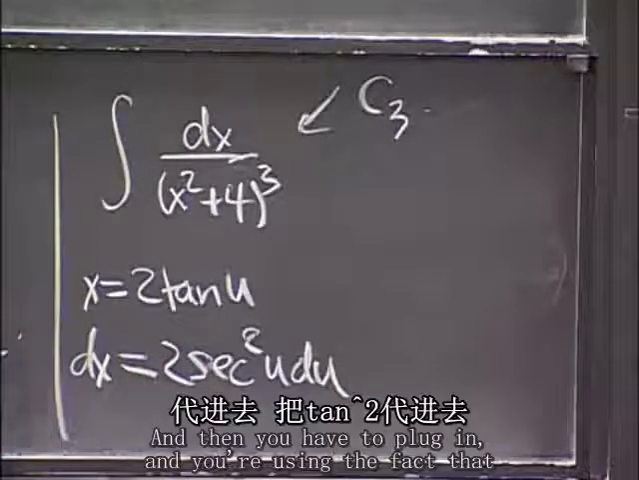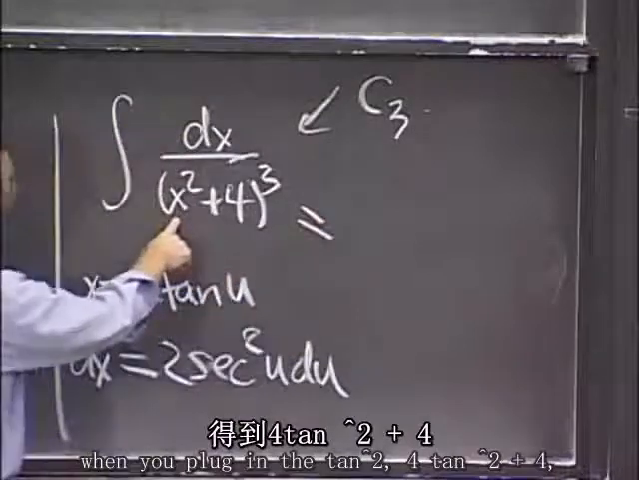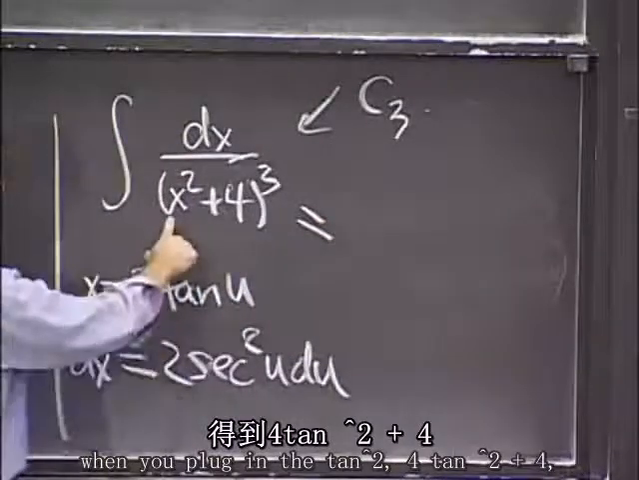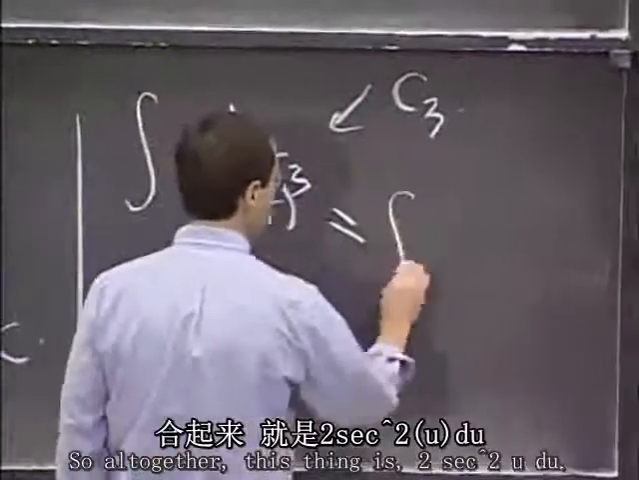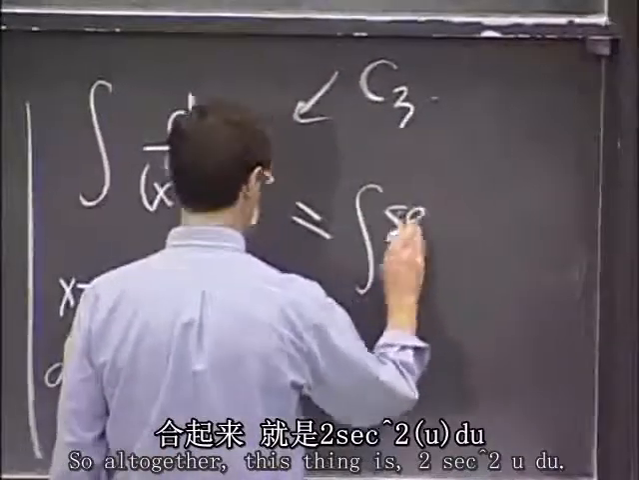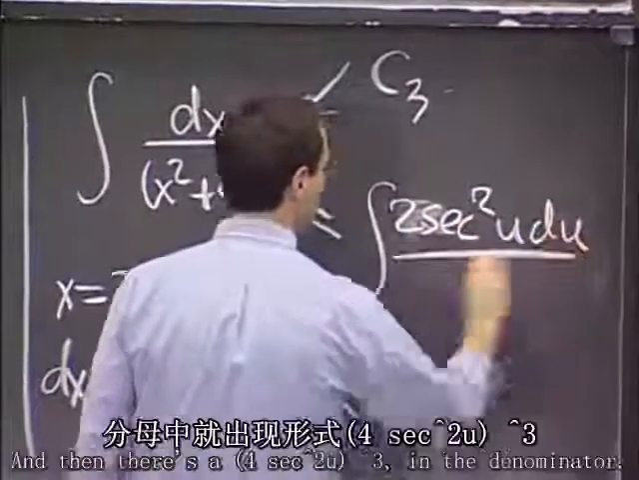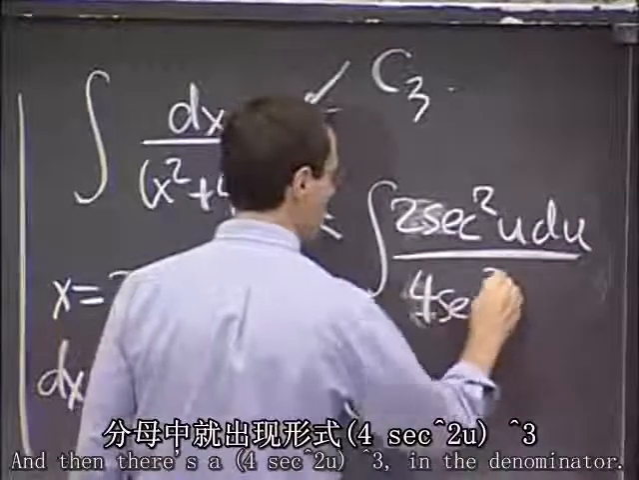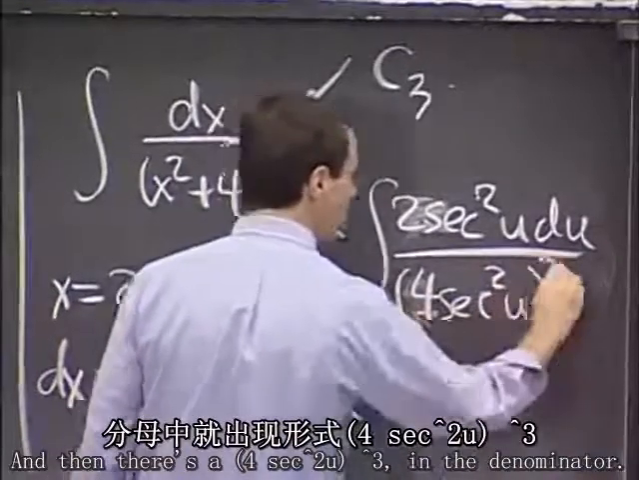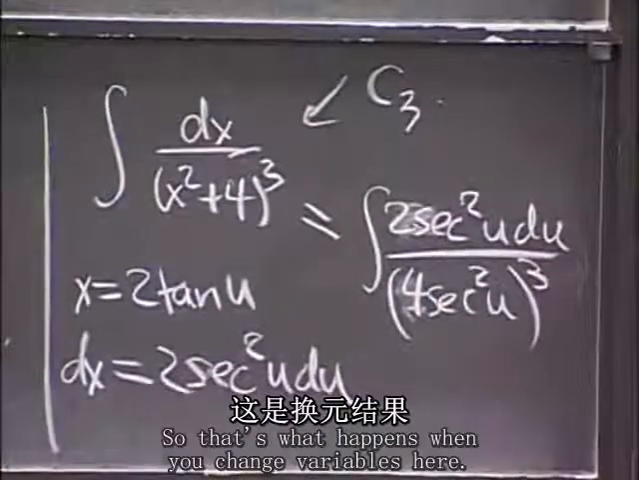And then you have to plug in, and you're using the fact that when you plug in the tan squared, 4 tan squared plus 4, you'll get a secant squared. So altogether, this thing is 2 secant squared u du, and then there's a 4 secant squared u cubed in the denominator. So that's what happens when you change variables here.